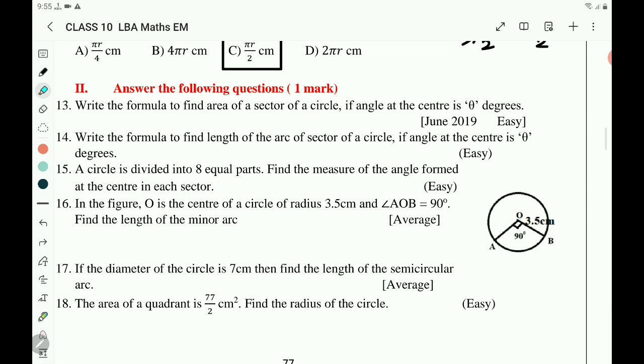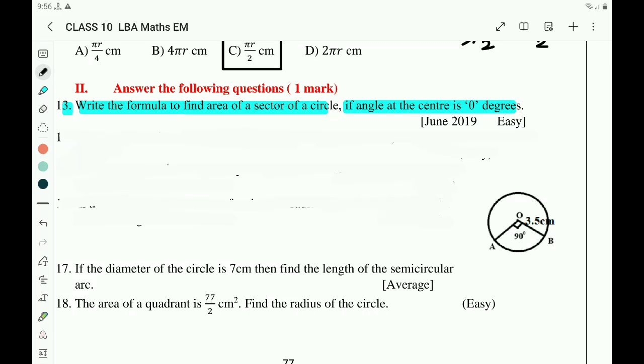Then you come to the 1 mark question, objective type question. 13th question: Write the formula to find the area of a sector of a circle if the angle at the center is theta degrees. It is a direct question. We have to write the formula for the area of the sector with angle theta.